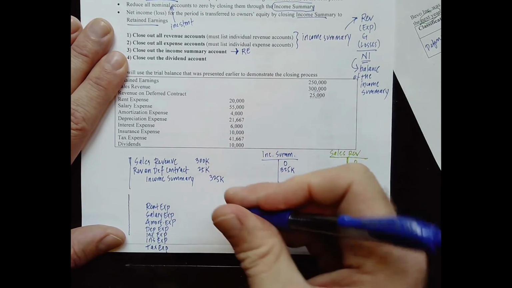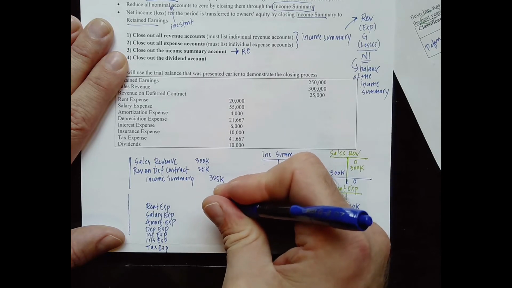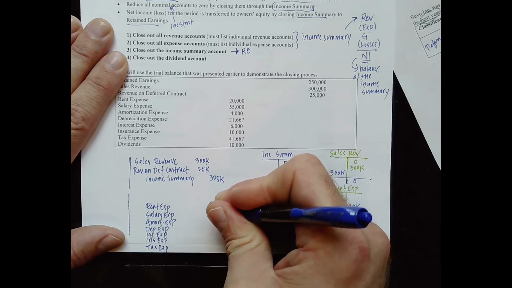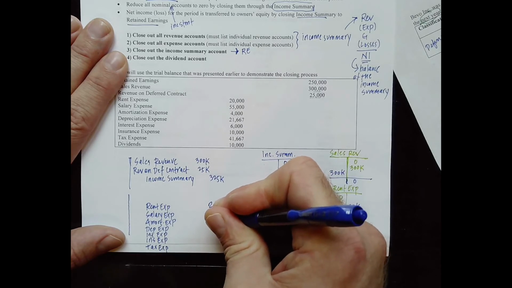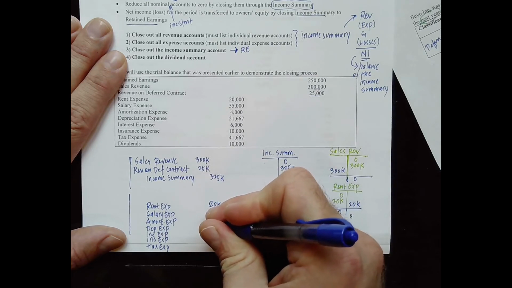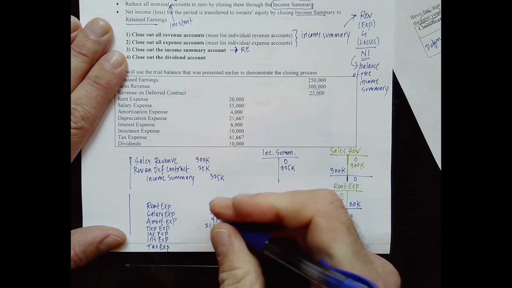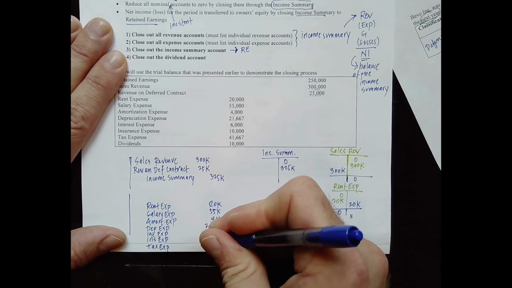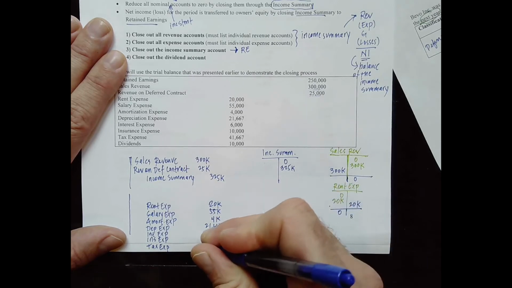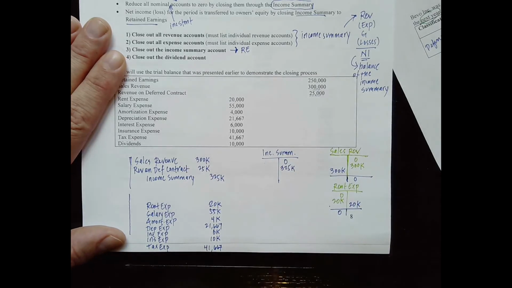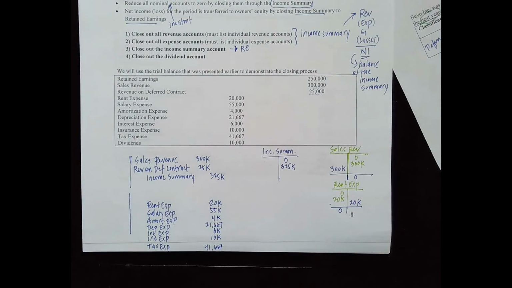Let's go ahead and do their amounts. $20,000 for rent expense, $55,000 for salary, $4,000 for amortization, $21,667 for depreciation, $6,000 for interest, $10,000 for insurance, and $41,667 for tax expense. Now I'm going to add all those up again in real time.